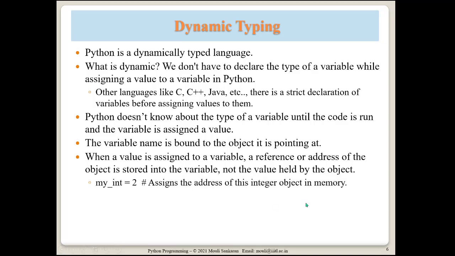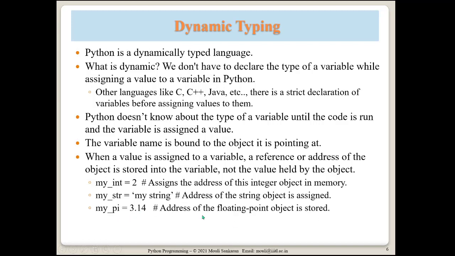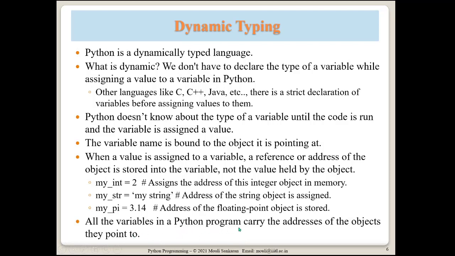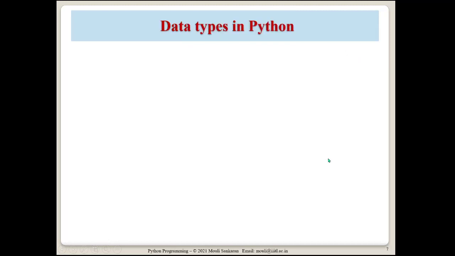So my int equal to 2 assigns the address or a reference of this integer object in memory. My string, again the same thing. My pi, it's a floating point object, and its reference is assigned to the my pi label. So all the variables in a Python program carry the address of the objects they point to, not the actual values of those objects. Now id of a variable gives you the address of the object the variable is pointing at. Some unique id. Okay, so this is dynamic typing.